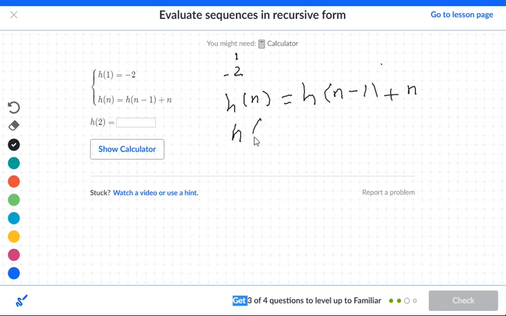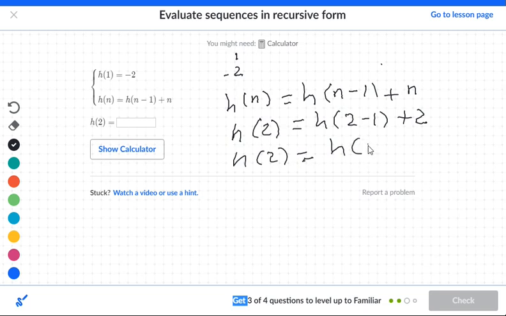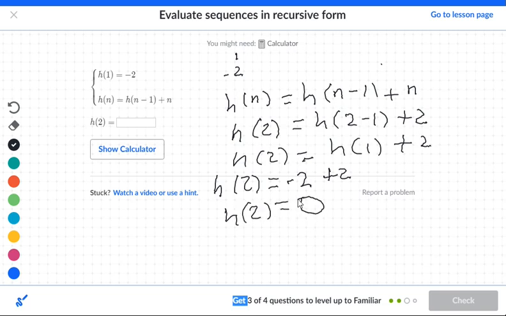So we want to find what h of 2 is. So n is going to become 2. So wherever you see an n, that's going to become a 2. So we have h of 2 is equal to h of 1 plus 2. So we have h of 2 is equal to, well, what is h of 1? H of 1 is a negative 2, and then we have plus 2. So h of 2 would be actually equal to 0.